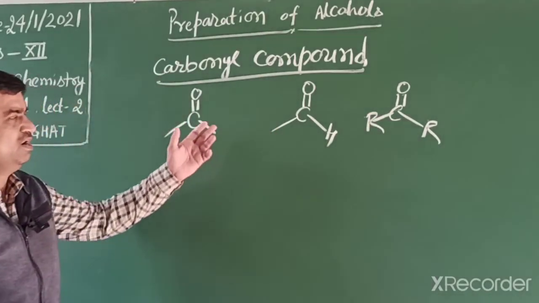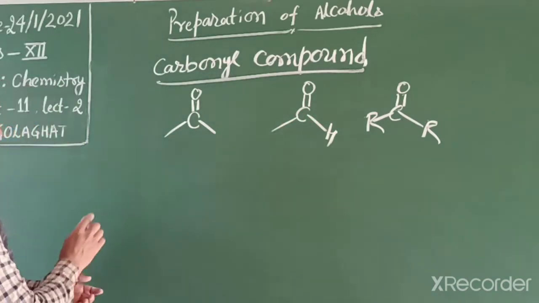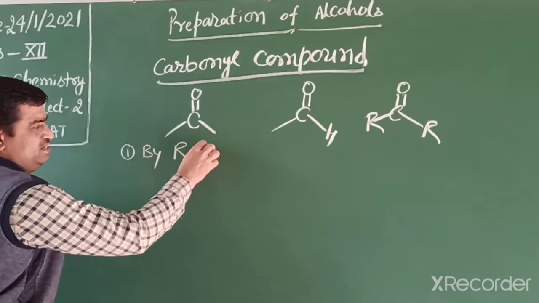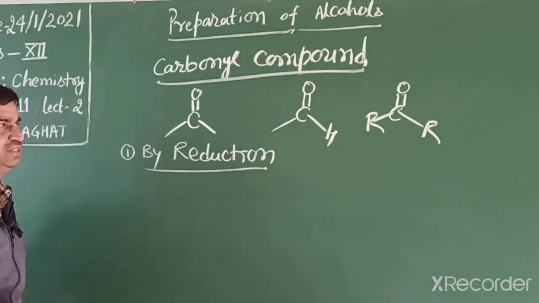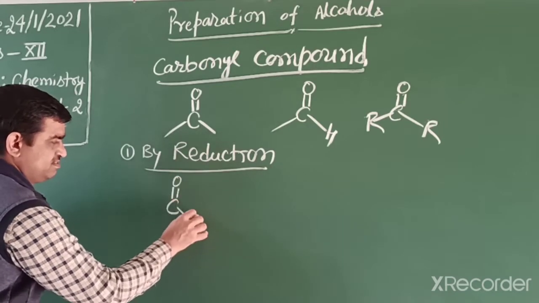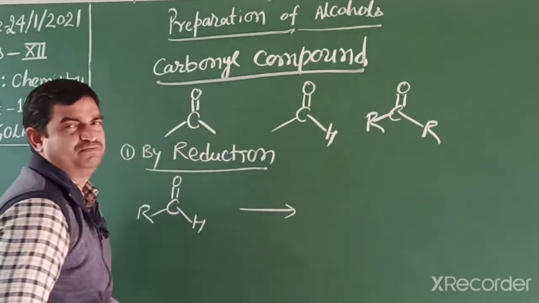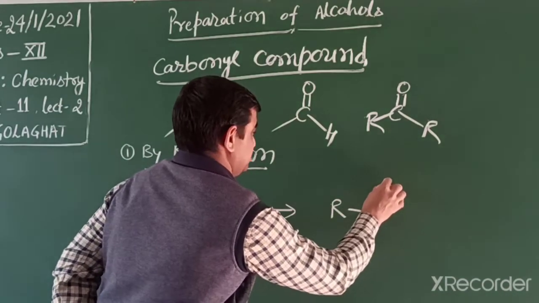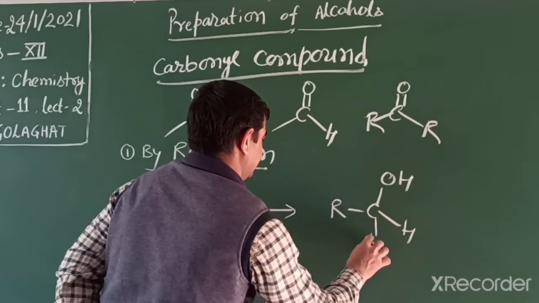Friends, how can we convert this compound into alcohols? That reaction is known as reduction. For reduction, we need some reducing agent. So if a compound is an aldehyde like this, then we get primary alcohol after reduction.